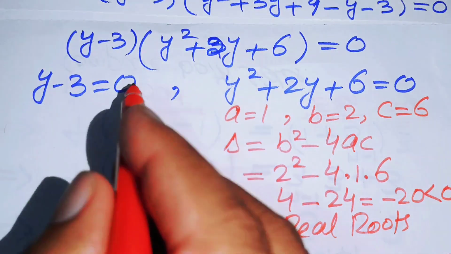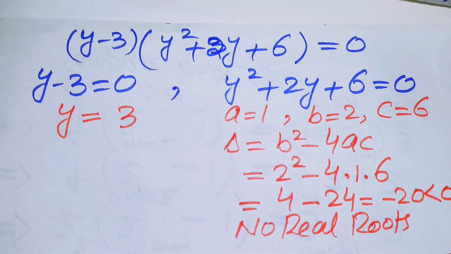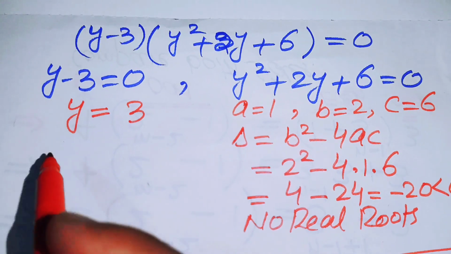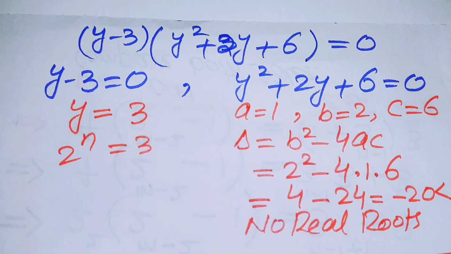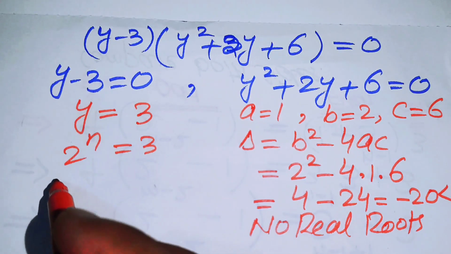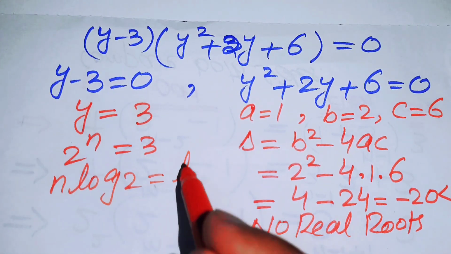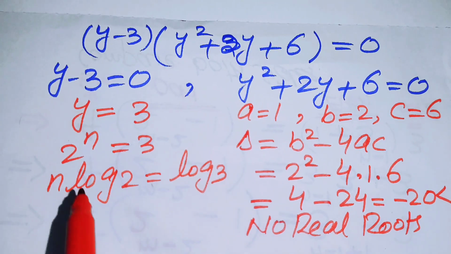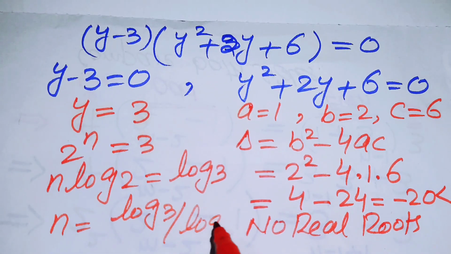So in this case we move -3 to the right hand side, and you get y = 3, and at the start of the question we took y = 2^n, so we will back substitute the value of y here. So you get 2^n = 3, and in order to find the value of n we will take log on both of the sides. So when you take log, you will get here n times log 2 = log 3, and finally you can say that we have n = log 3 over log 2.